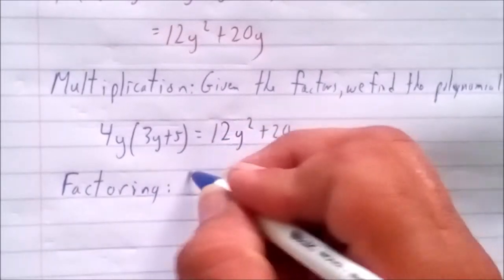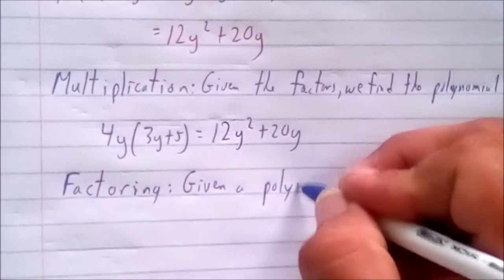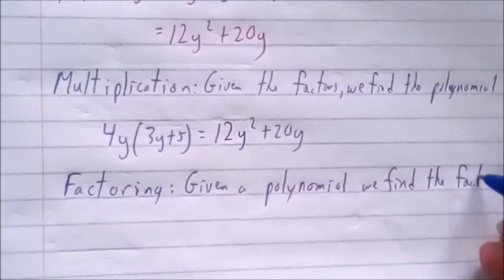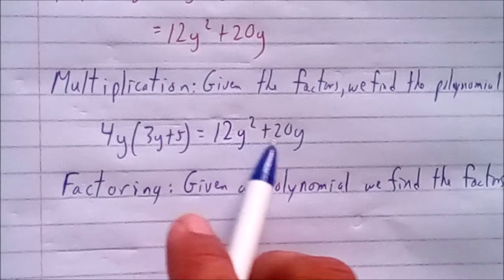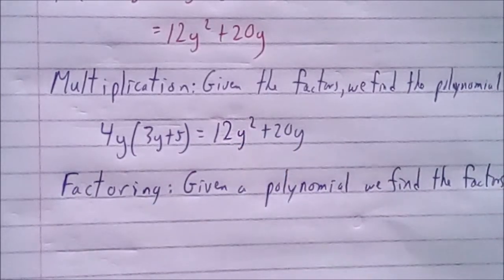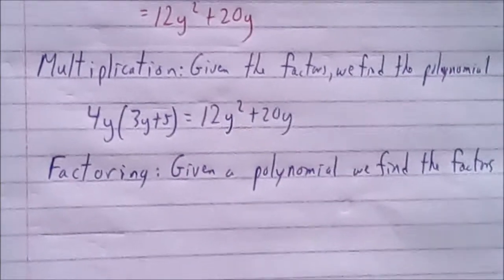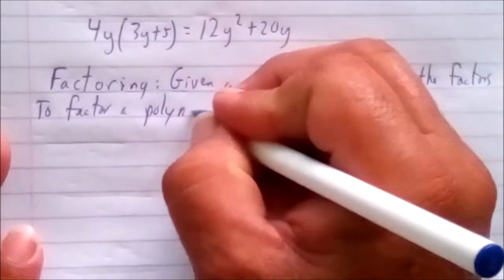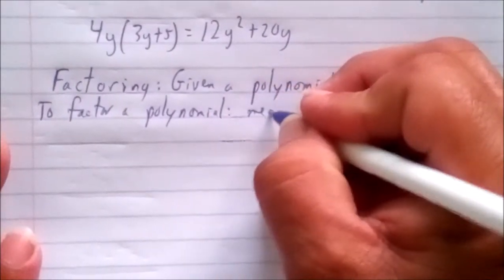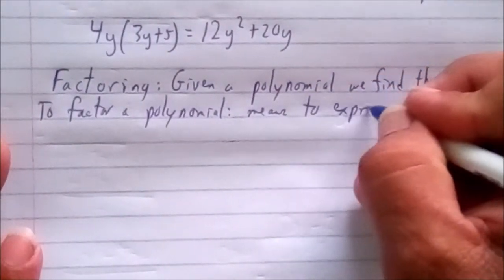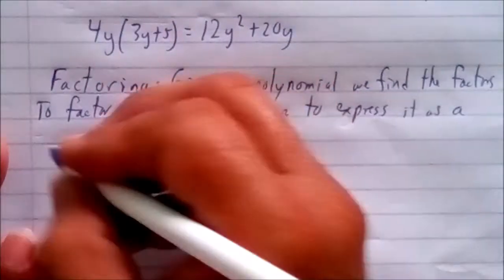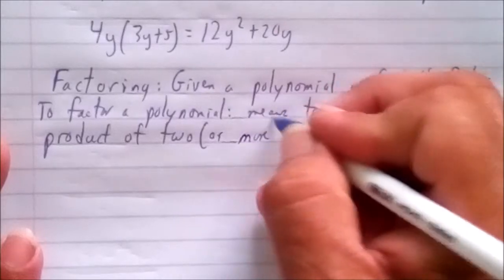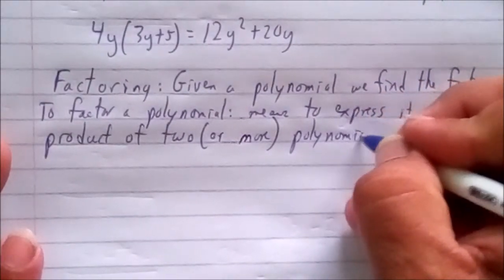In factoring, given a polynomial we find the factors. So that's what we are going to do. We are given this polynomial now, and we will find the factors that got us to this. To factor a polynomial, let me tell you what that means. It means to express it as a product of two or more polynomials. That's what it means.